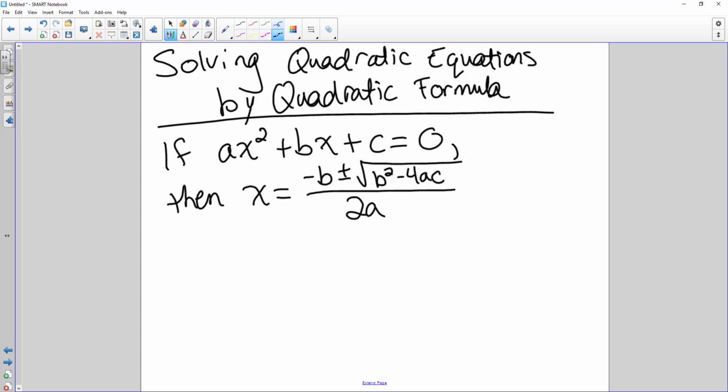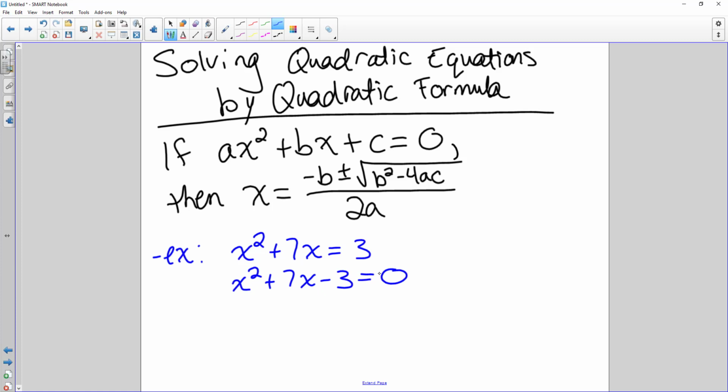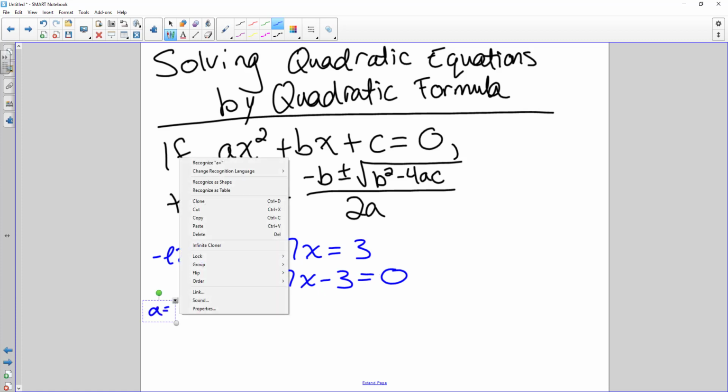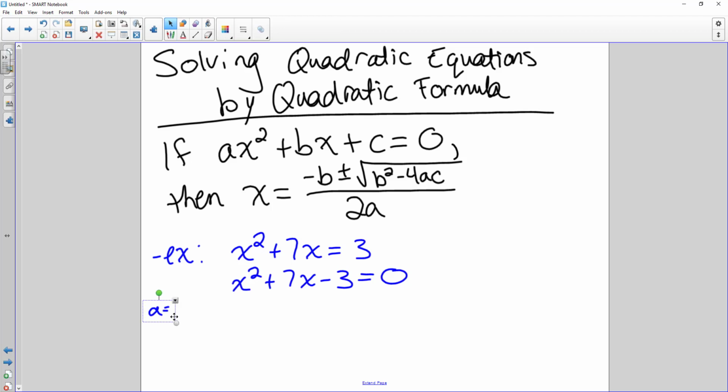So, for example, if I want to solve x squared plus 7x equals 3. First off, it's not in standard form yet. So first, I'm going to subtract 3 on both sides so that I have this equal to 0. Now, I'm going to list out my a is 1, b is 7, and c is negative 3.